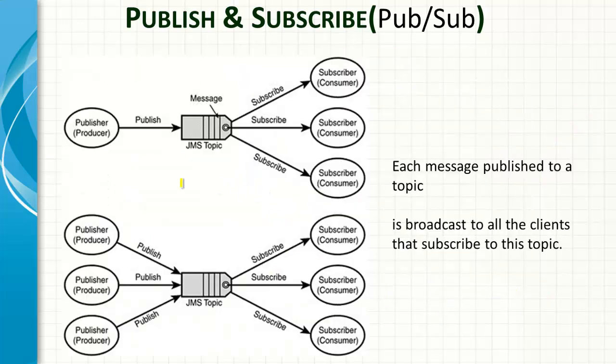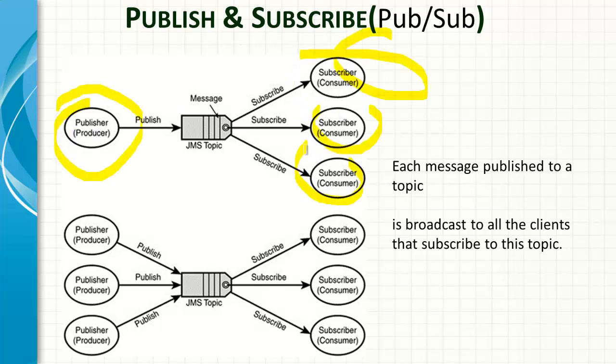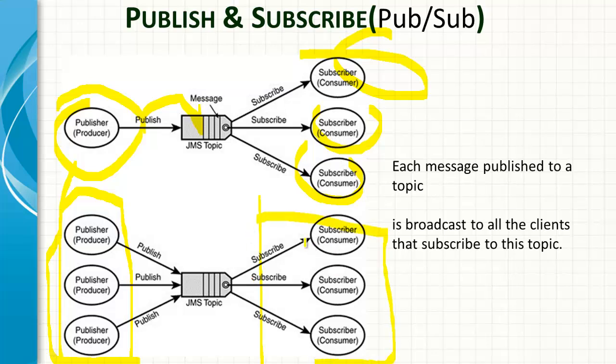In this, you can have a single publisher and multiple subscribers. Each message will be published to a topic, and then that topic will deliver it to multiple subscribers. It can also be translated in this way, that there can be multiple publishers and multiple subscribers, so each of them will receive every message, right? A message published to a topic is broadcast to all clients that subscribe to this topic.